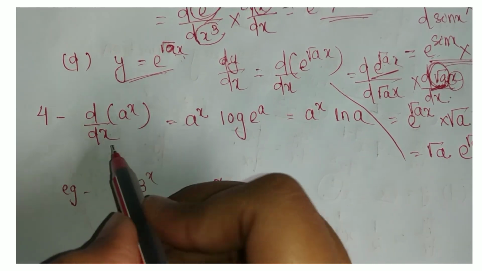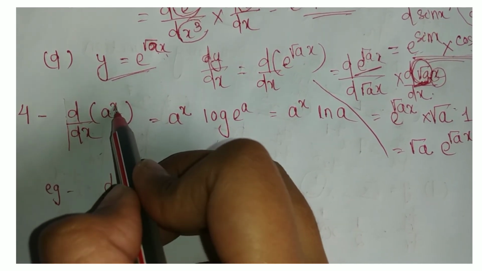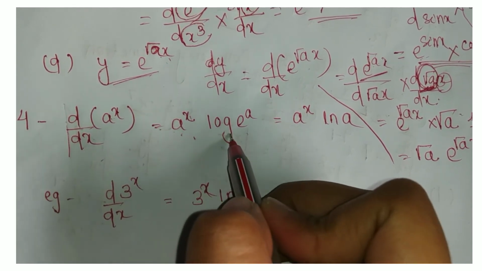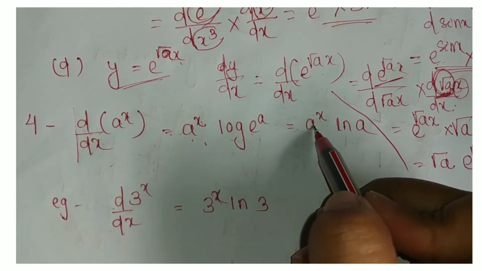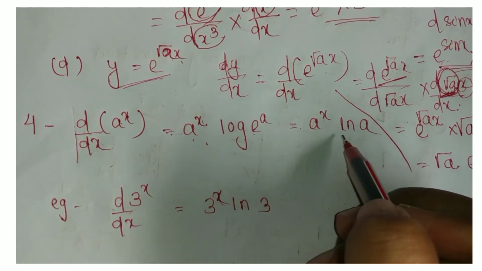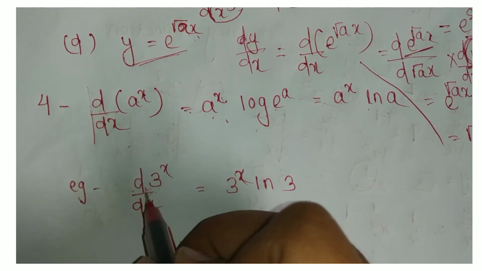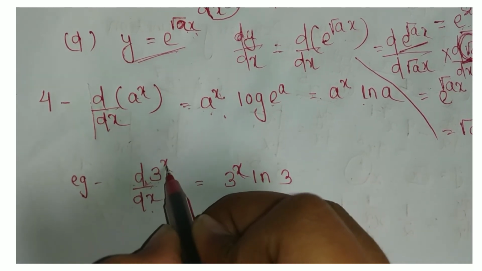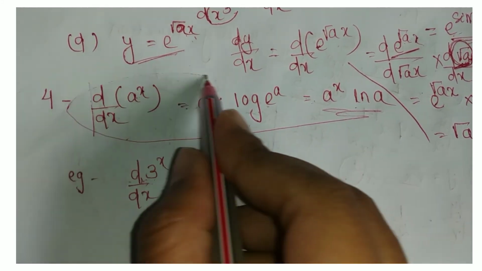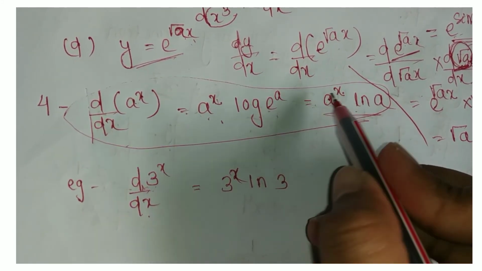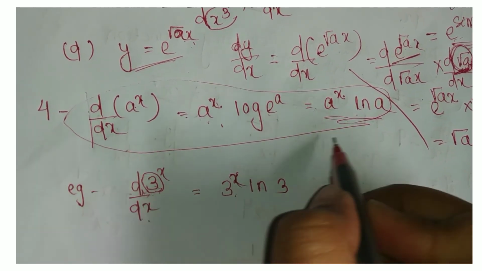Another formula is the derivative of a to the power x is equal to a to the power x log e a, that is equal to a to the power x ln a. Example, dy by dx of 3 to the power x. The formula for a to the power x, that is here 3 to the power x ln a, so ln 3.